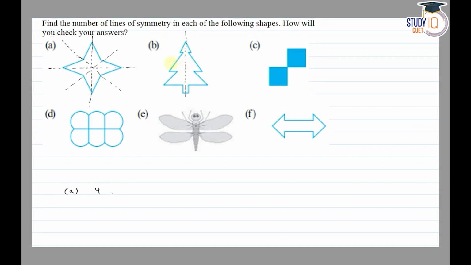In part B, this figure is symmetric about a vertical line. So here it's not symmetric about any horizontal line or any other line. So in part B, there is one line of symmetry.